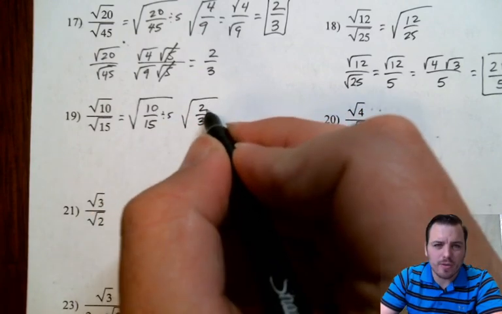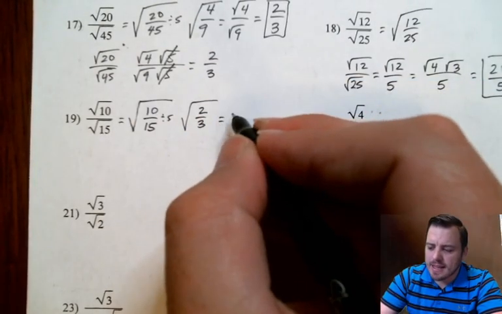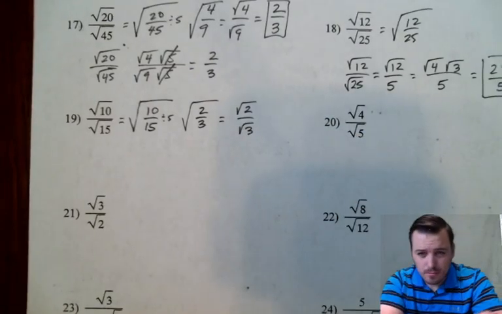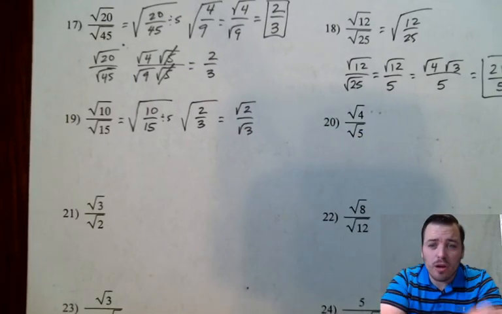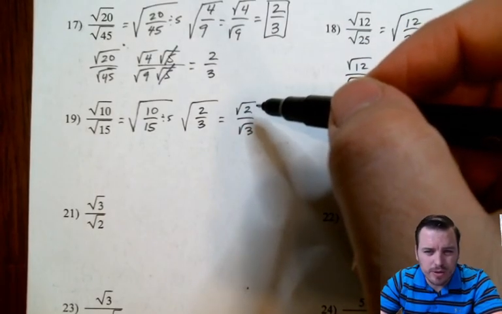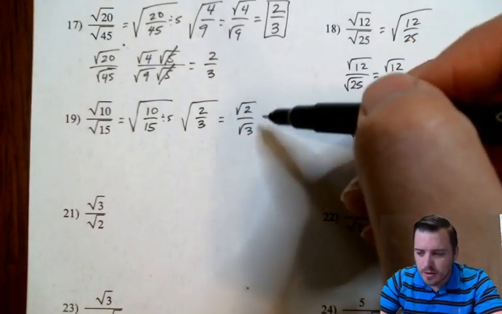5 will go into 10 twice. It'll go into 15 3 times. And then that could take us to radical 2 over radical 3. Now, neither one of these is a perfect square, and no square will go into it besides 1. So it would seem that this is the right answer.